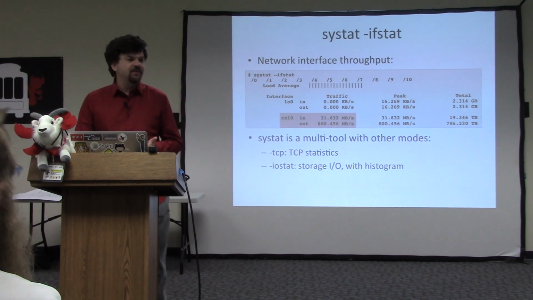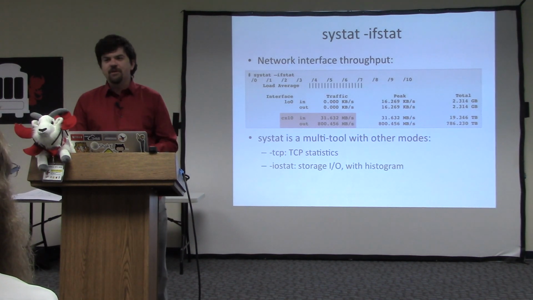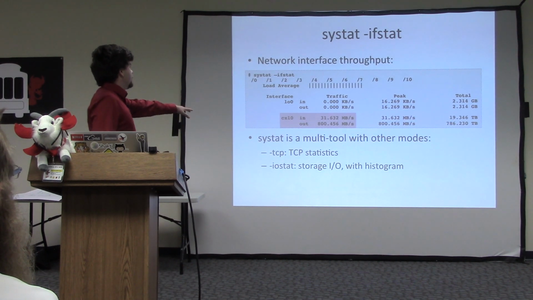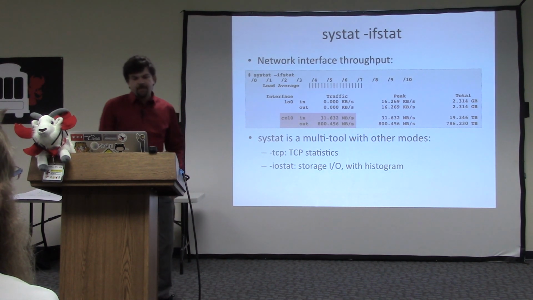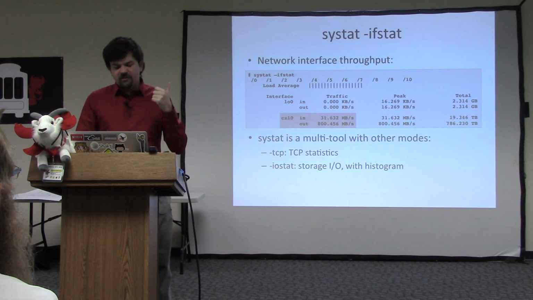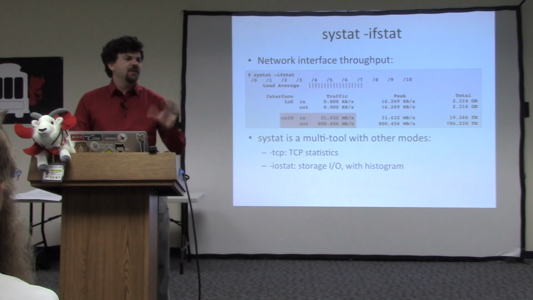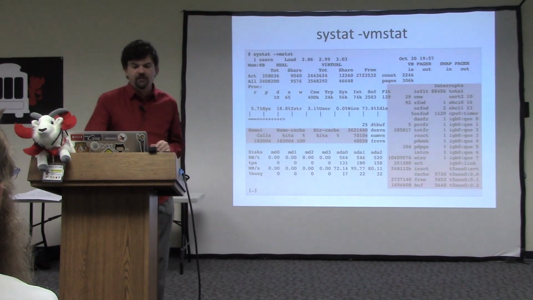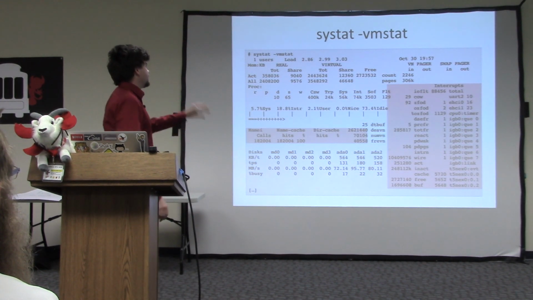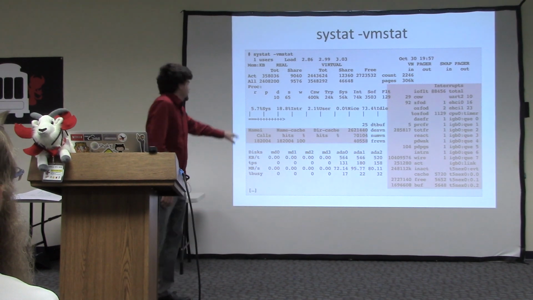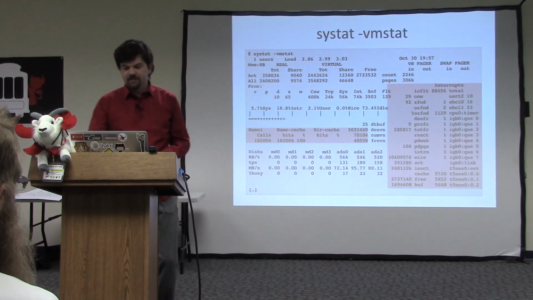So ifstat, and generally on systems, I'm sure a lot of us alias this, so it's easier to type. So I can go and bring up my network interface throughput and see what's going. And it's also got modes for TCP statistics, iostat statistics with a histogram, so you can look at balance at the drive level. vmstat, which gives you lots of breakdowns, including interrupts, name cache statistics.